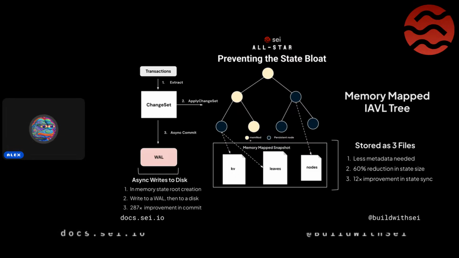So what we do is we just take a memory mapped IAVL tree, we take parts of that, put that into memory, and then, as you see on the left in the workflow, we have the transactions that we extract, we do a change set. That means we are looking at what's actually going to be changed, and then we're doing an async commit to override a head log.